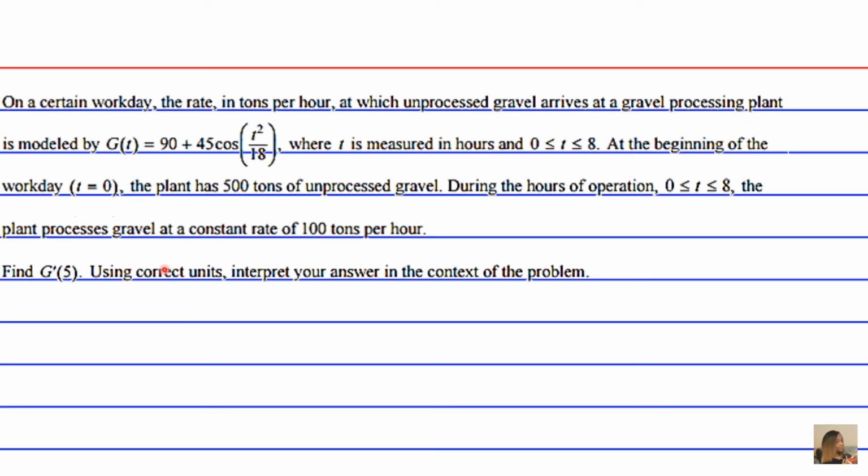Find G prime of 5 using correct units. Interpret your answer in the context of the problem. So this is fairly easy. You just have to differentiate this expression. I'll give you a moment to write out your answer.